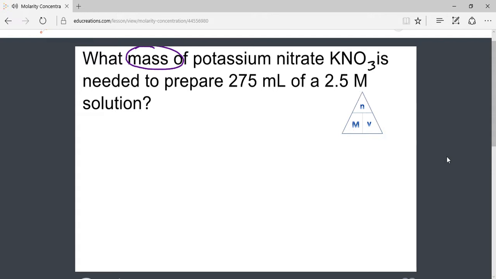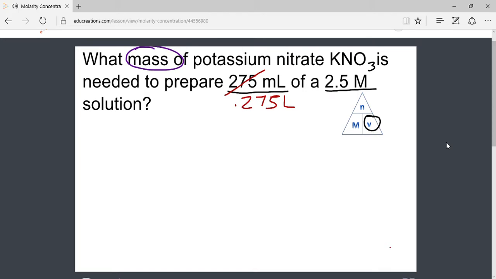Let us look at the other information that is provided or given. We see that there is a volume of 275 milliliters and a concentration of 2.5 molar. Therefore, we have information for the V portion of the formula in milliliters, which we may not use. We must convert that to liters. Recalling from the previous example, this converts to 0.275 liters. We now have the volume in the units necessary to deal with the formula. We also have the concentration, or M, necessary to calculate the number of moles.